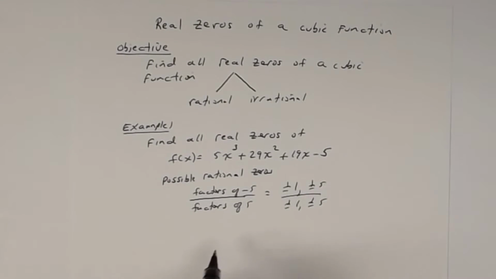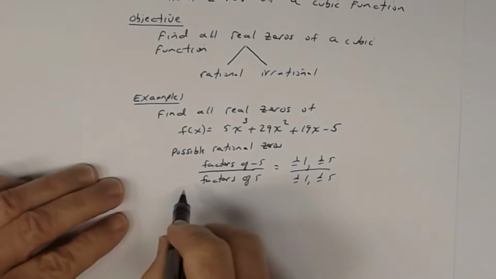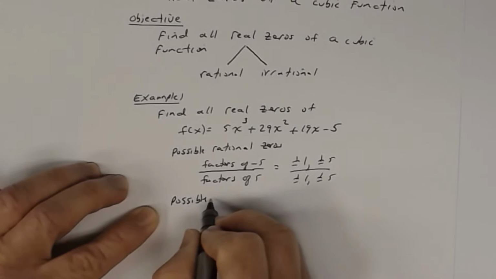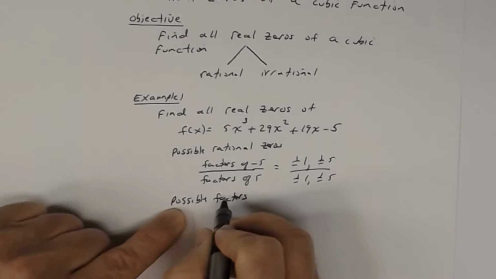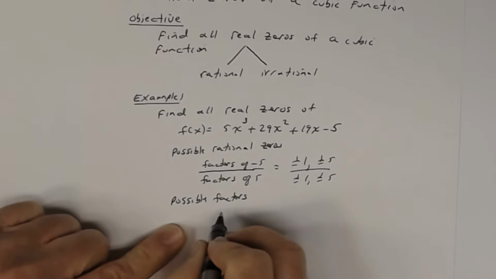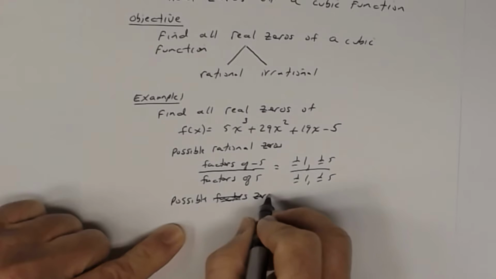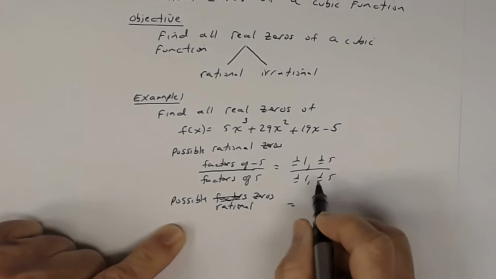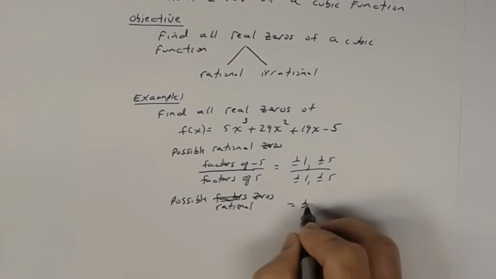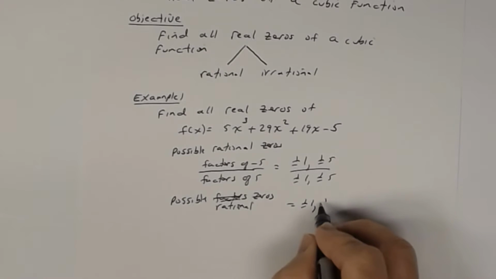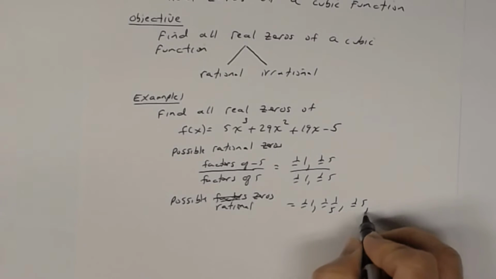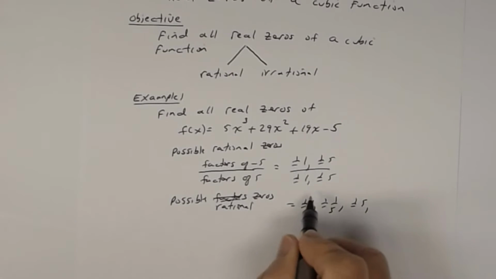Remember, though, we wrote this in a better way, in lowest terms. Let me go ahead and write that in. The possible rational zeros will equal, so 1 divided by 1 is 1, so we get plus or minus 1. Plus or minus 1 divided by 5, plus or minus 1/5. And then 5 divided by 1 is 5, plus or minus 5. And then 5 divided by 5 is 1, and we already have it listed. So those are the possible rational zeros.